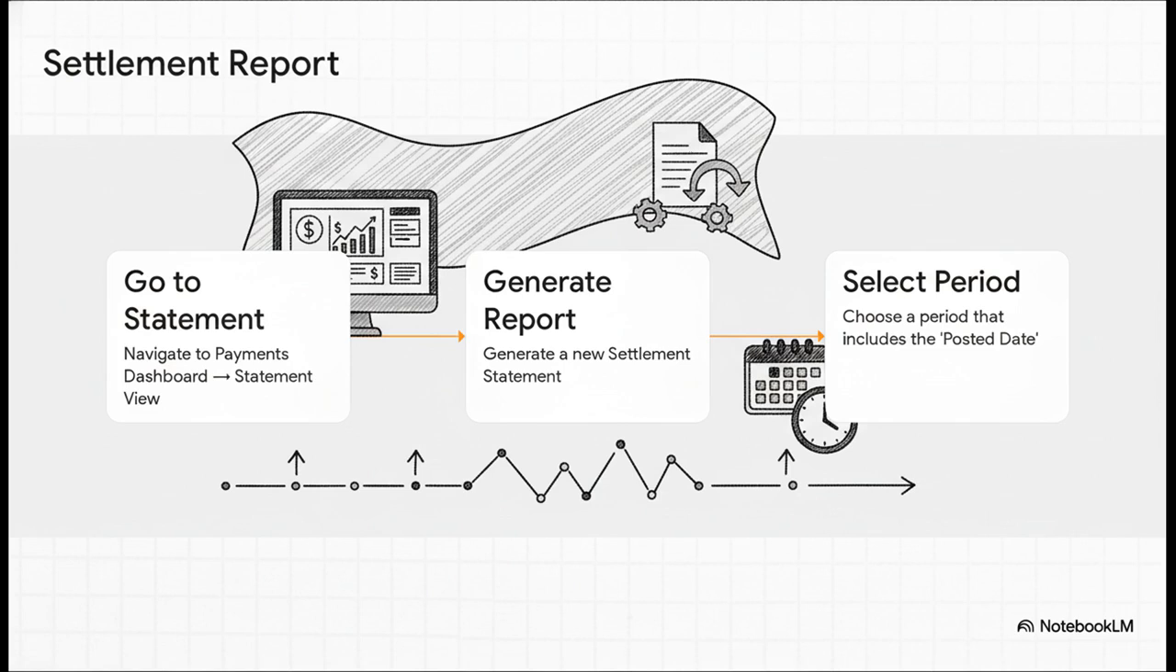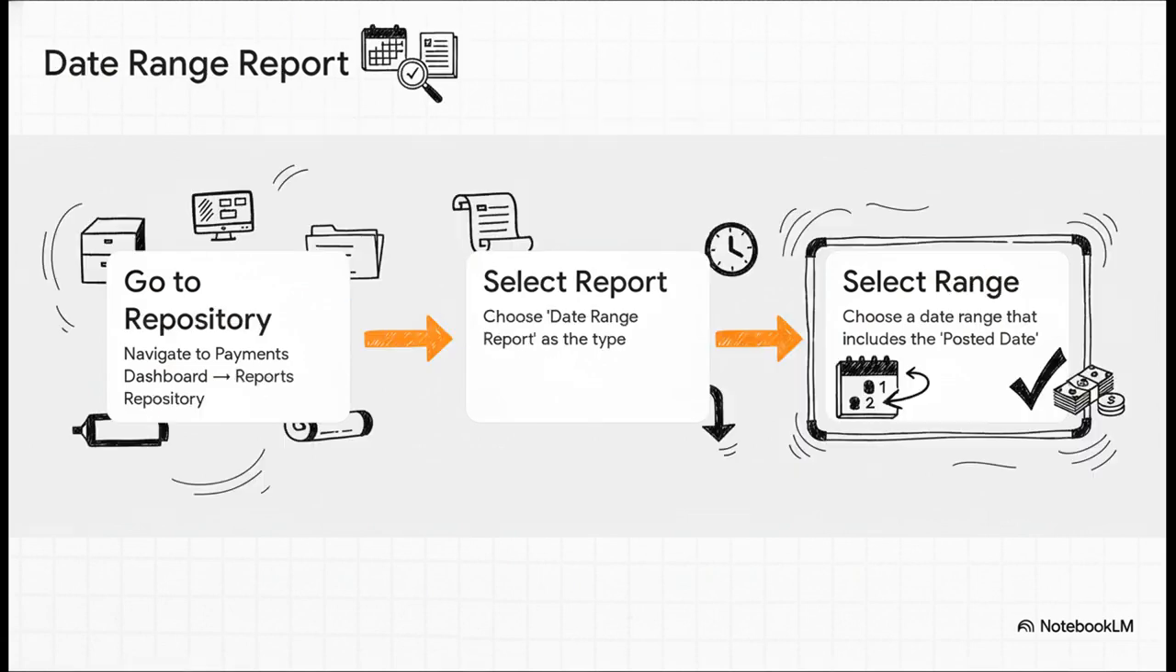Now, the crucial detail here is to pick a settlement period that includes that posted date you found in your first search. Okay, your second option is the date range report, which is fantastic for more detailed accounting. The process is pretty similar.